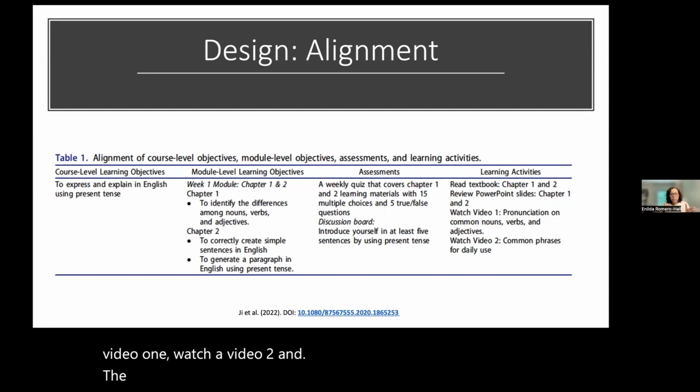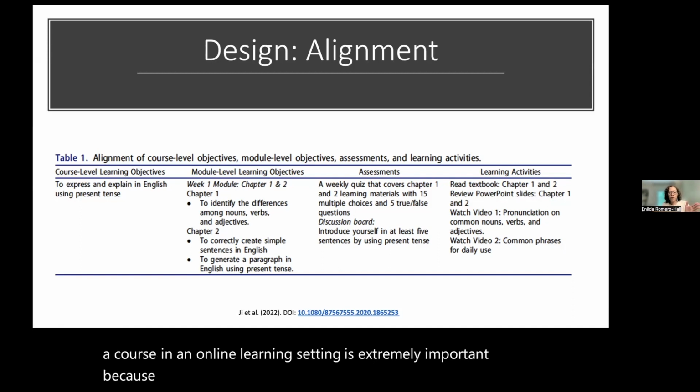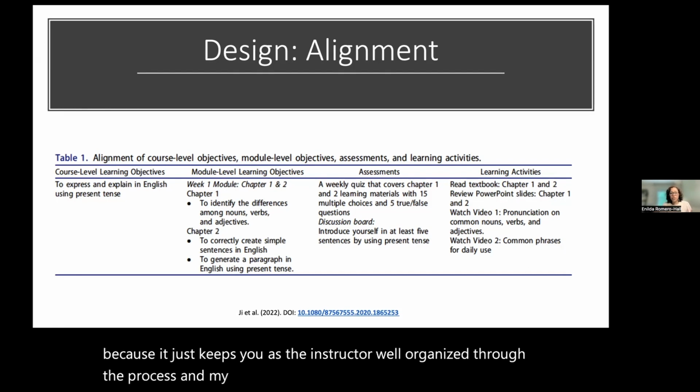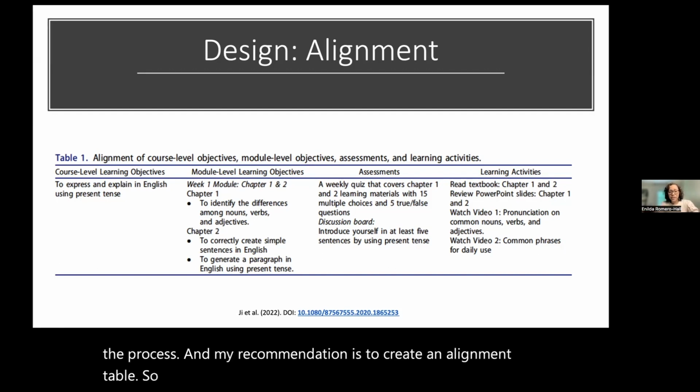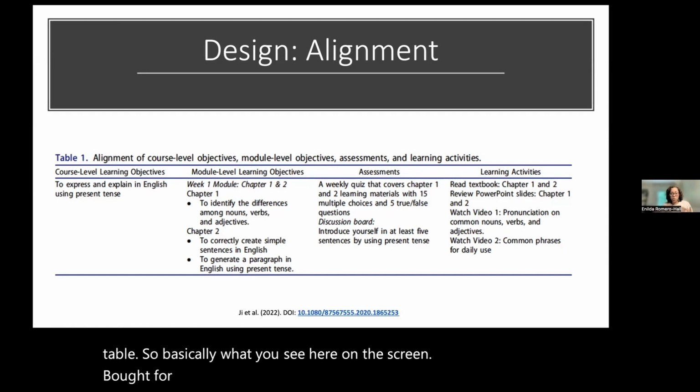the alignment of a course is extremely important. The alignment of a course in an online learning setting is extremely important, because it just keeps you as the instructor well organized through the process. And my recommendation is to create an alignment table. So basically what you see here on the screen, but for every module that you will have in your course.